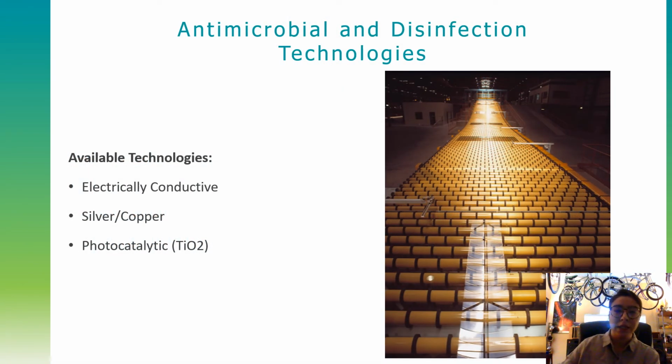So in this section, we're going to review three different glass technologies. The first is electrically conductive or heated glass. The second is silver and copper coatings. And the third is the use of photocatalytic coatings, specifically titanium dioxide-based coatings for antimicrobial properties.